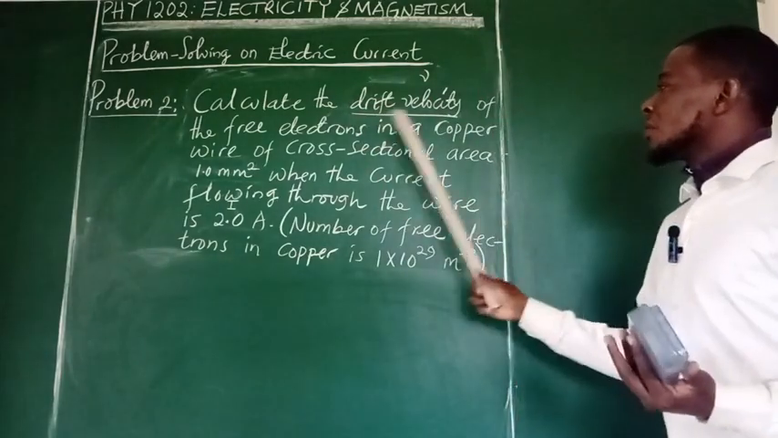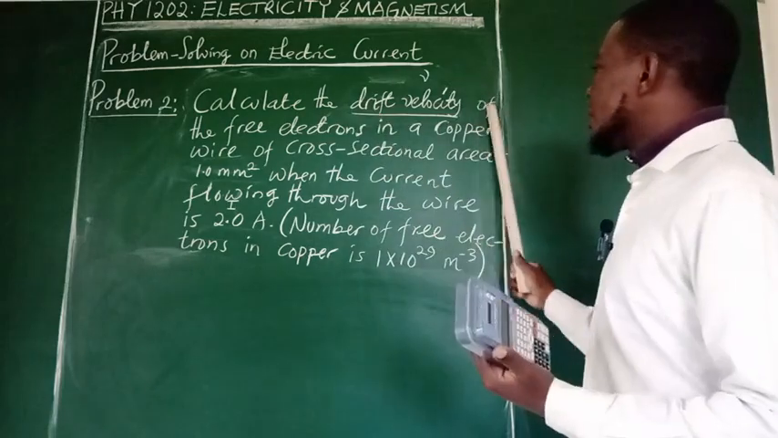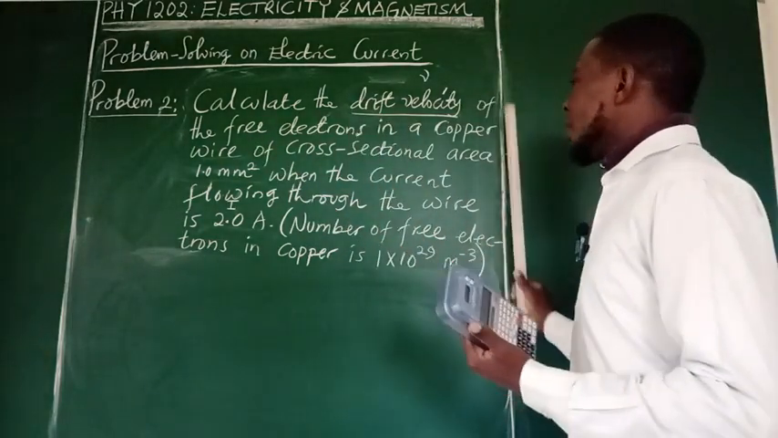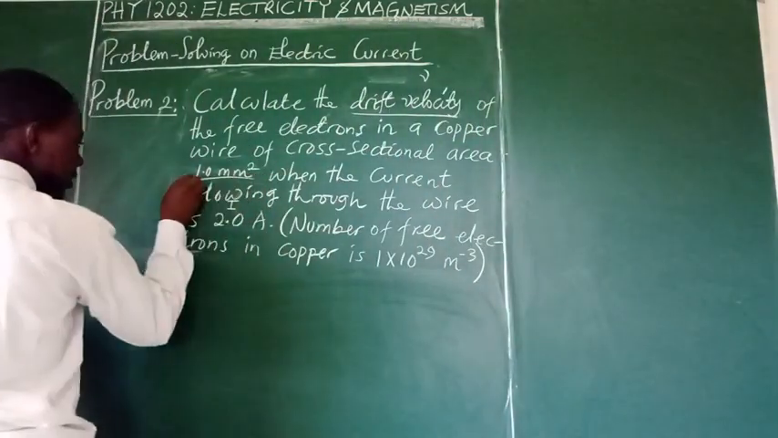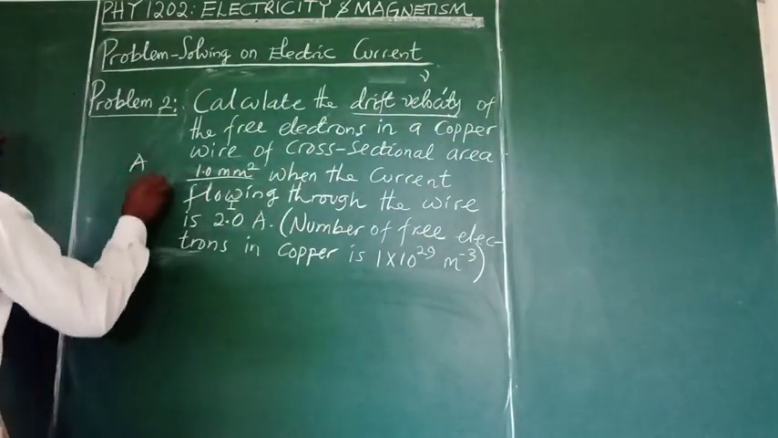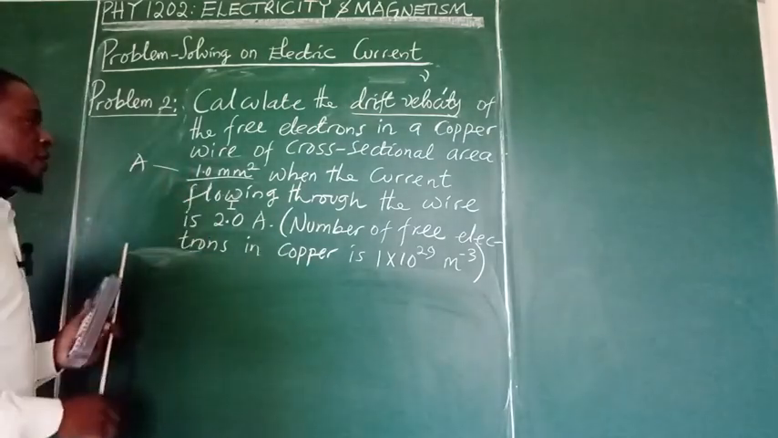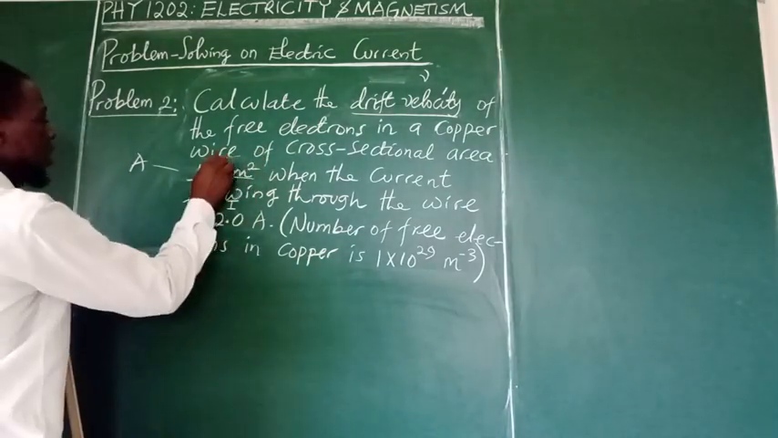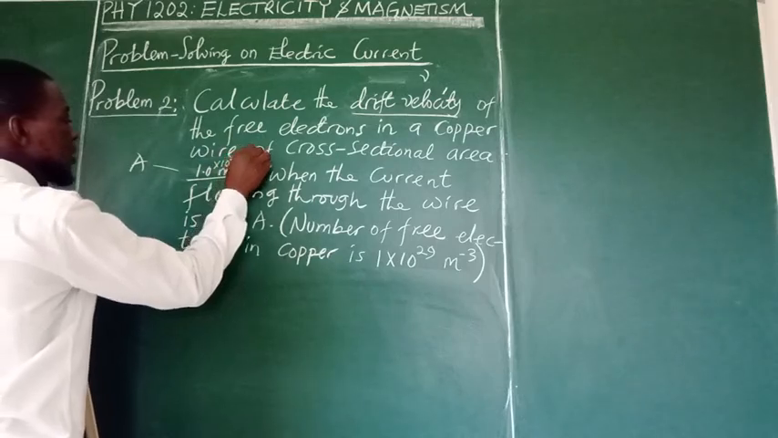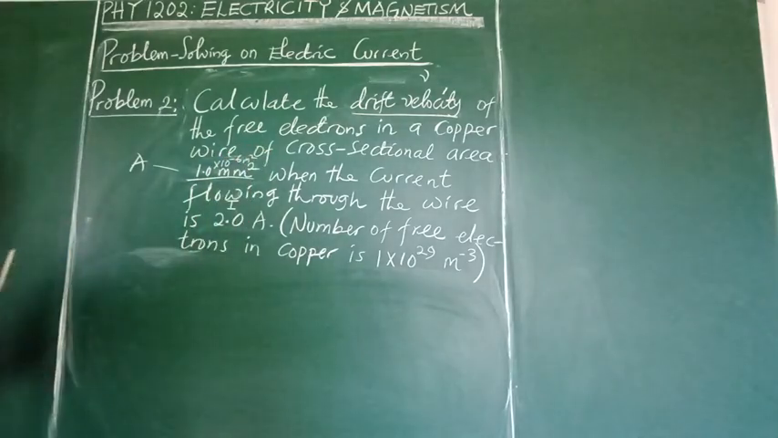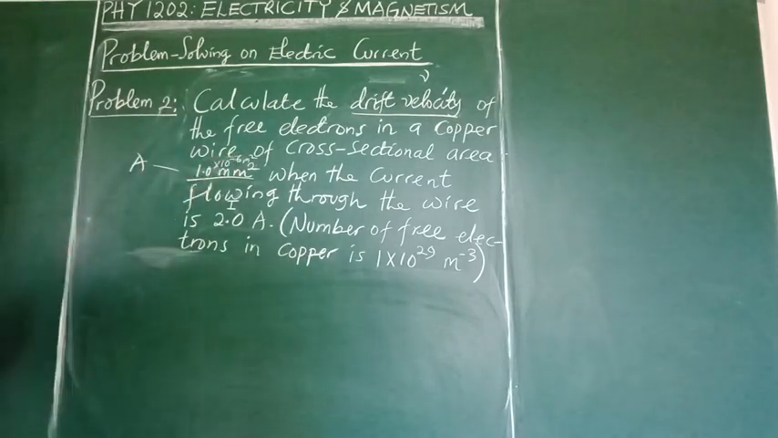Okay, next we are going to identify the parameters we are given. They said calculate the drift velocity of free electrons in a copper wire of cross-sectional area. Okay, this is our cross-sectional area and is given the letter capital A. But this is not in the SI unit. To change it to the SI unit, we have to multiply it by 10 to the power of -6. Now it is in square meters. So when using this value, we will always multiply it by this.